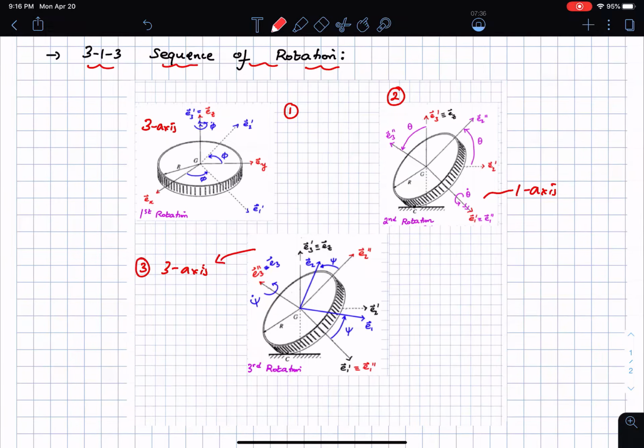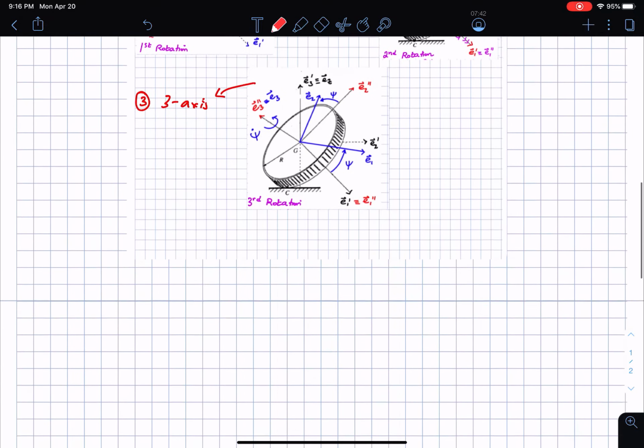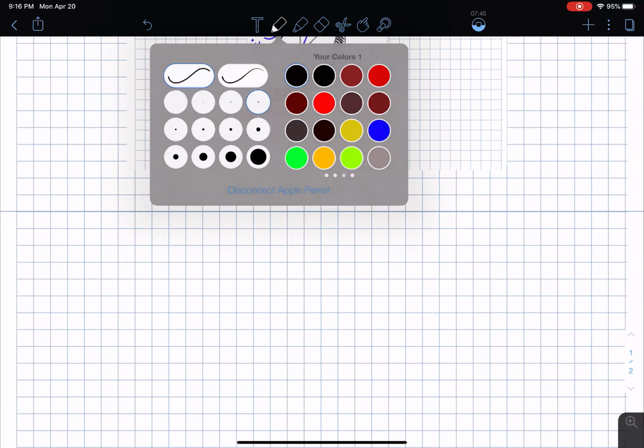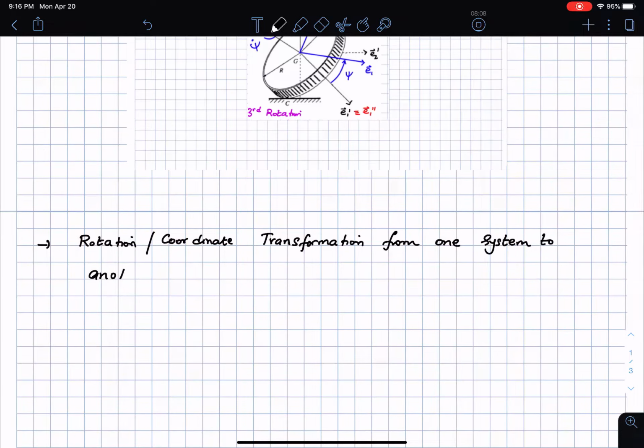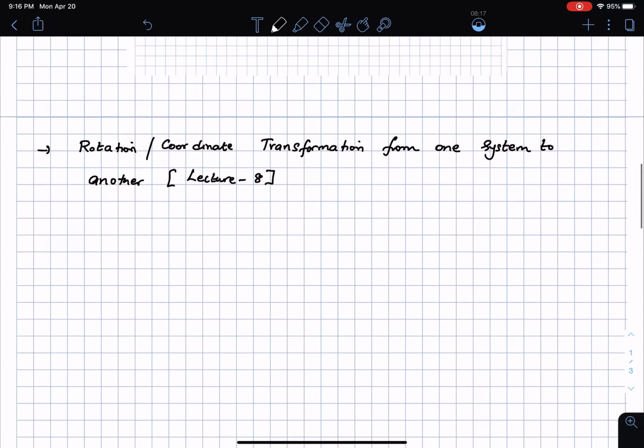Based upon this we were able to write the rotation matrices in the following form. This was again from the previous lecture, lecture 8. I'm just rewriting some of this information from before. So the rotation, or coordinate transformation, matrices from one system to another, and these were the following equations.